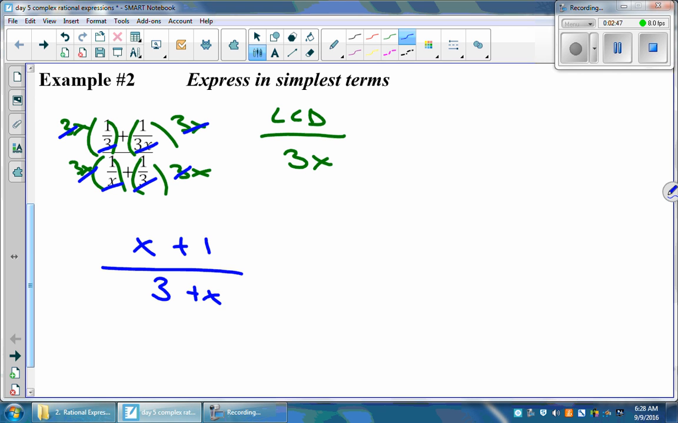Now at this point, I would look to combine my terms if I had some, I would look to reduce it if I could, but my final answer is going to be the top staying as x plus 1, and then the bottom is going to be x plus 3. You don't have to rewrite the 3 plus x as x plus 3. I typically write my variables first.